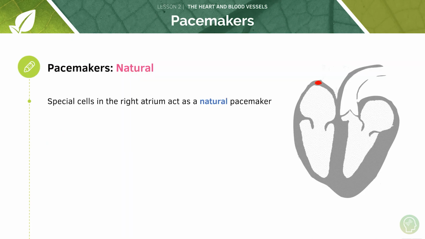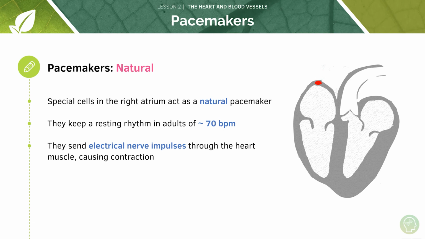Okay, so now let's take a look into the heart as a pacemaker. So the heart has to have a steady beating pace, and this doesn't occur by magic. Well, almost magic. So these special cells in the right atrium act as a natural pacemaker, and they ensure that the heart keeps a resting rhythm of around 70 beats per minute. And so how do these cells do this? Well, they send electrical nerve impulses down through the heart muscle and therefore generate contractions.